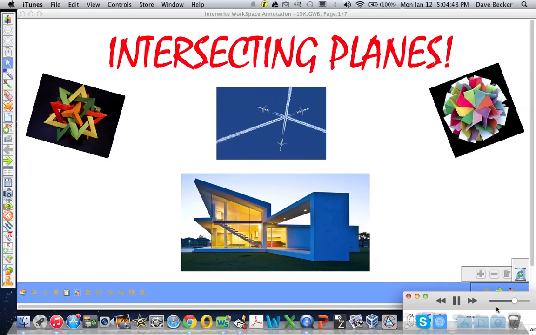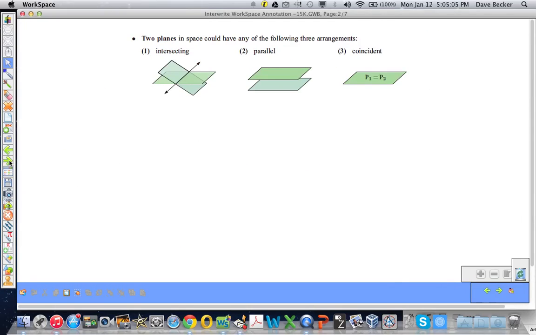We are going to be studying intersecting planes. No need to fear them. No need to fear the Reaper, as outlined by the great Blue Oyster Cult. So let's get started, shall we? We'll turn that down, check back in with them as soon as we can.